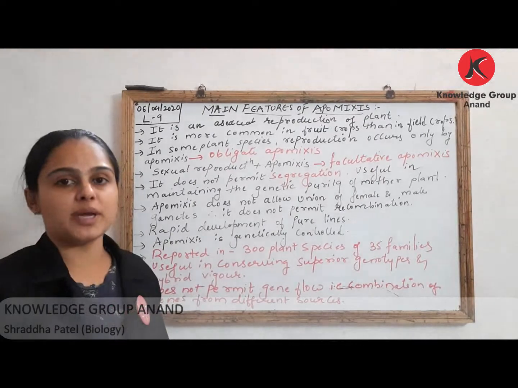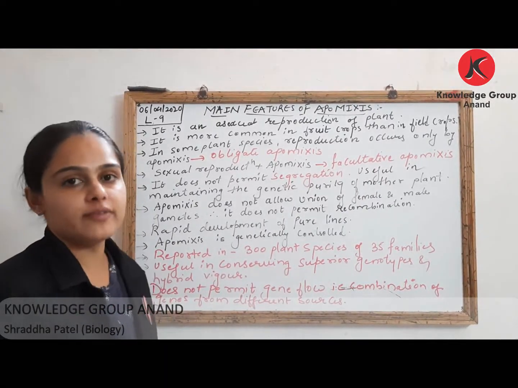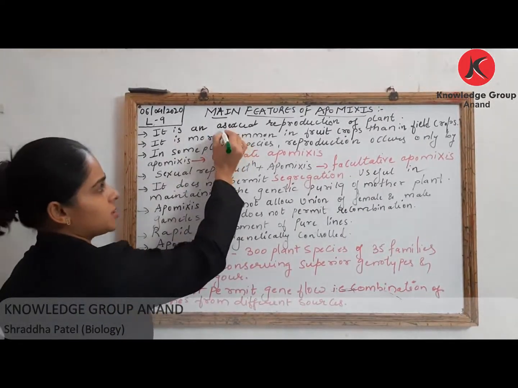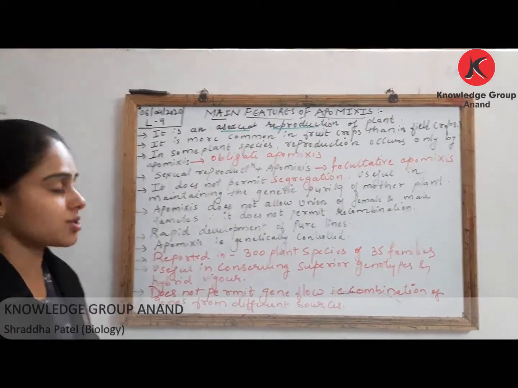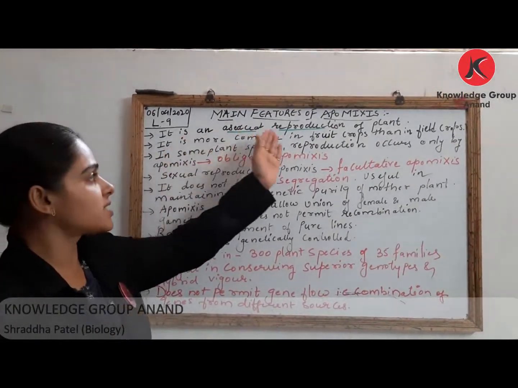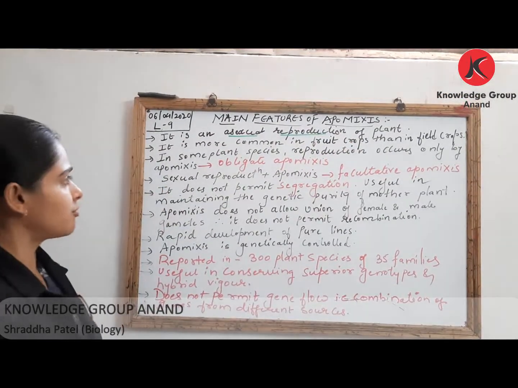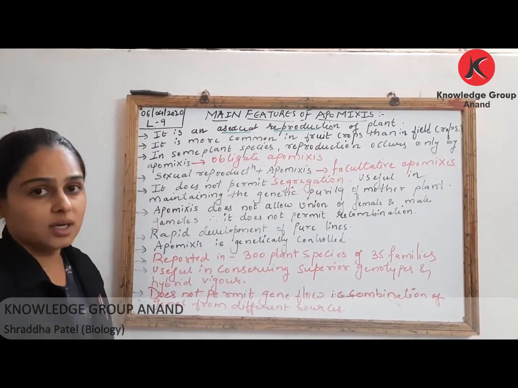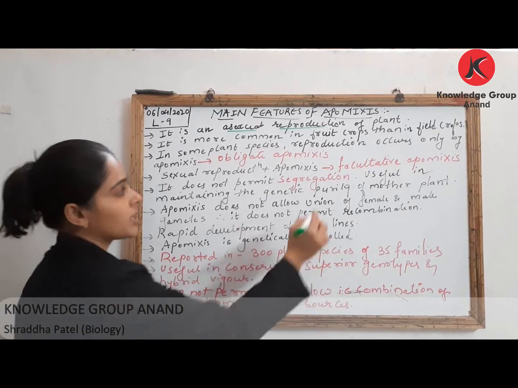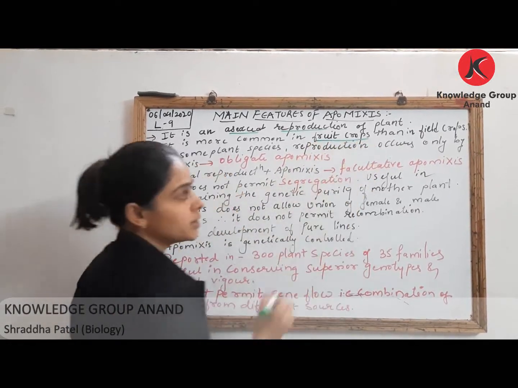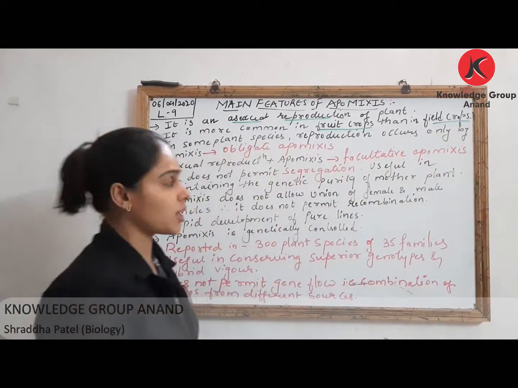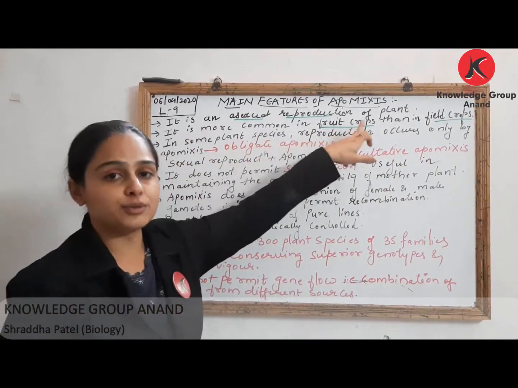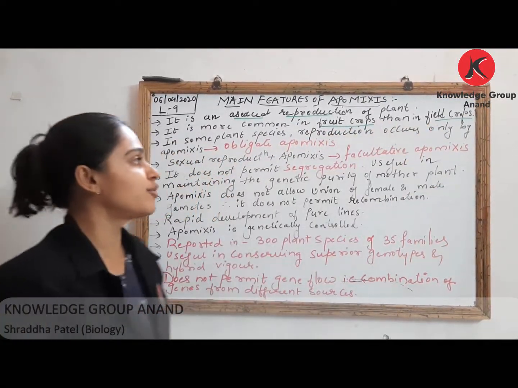Okay, we are discussing the main features of apomixis. We very well know what apomixis is. It is asexual reproduction in plants. So number one, it is an asexual reproduction of plants, right? Second, this is most commonly found in fruit crops rather than field crops. So it is more common in fruit crops rather than field crops.